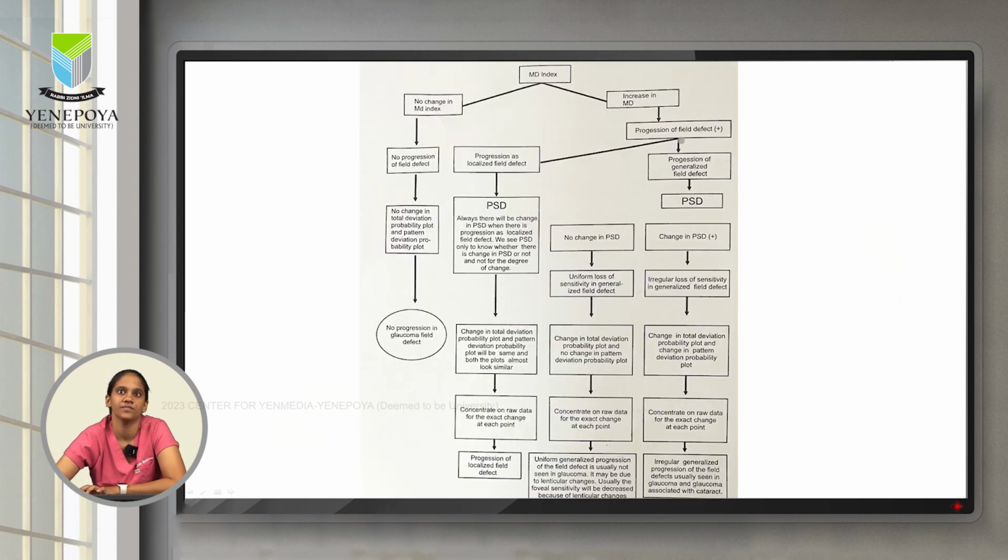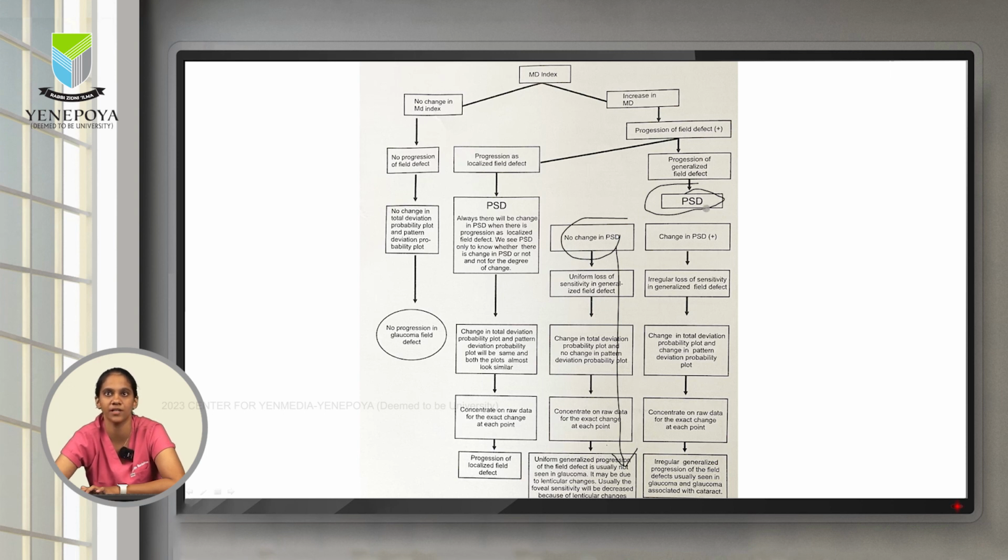Okay. Finally, this is one table that is easy for interpretation for MD index. There is nothing in this that we have not talked about. Increase in MD index means there is a progression of field defect. So once you say that there is a progression of field defect, you look at PSD. If there is no change in PSD, then that means it's only cataract. Okay, that is it.